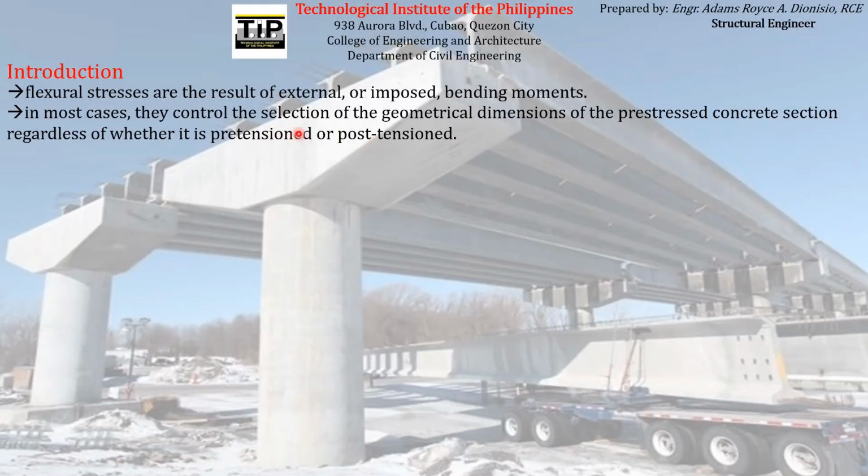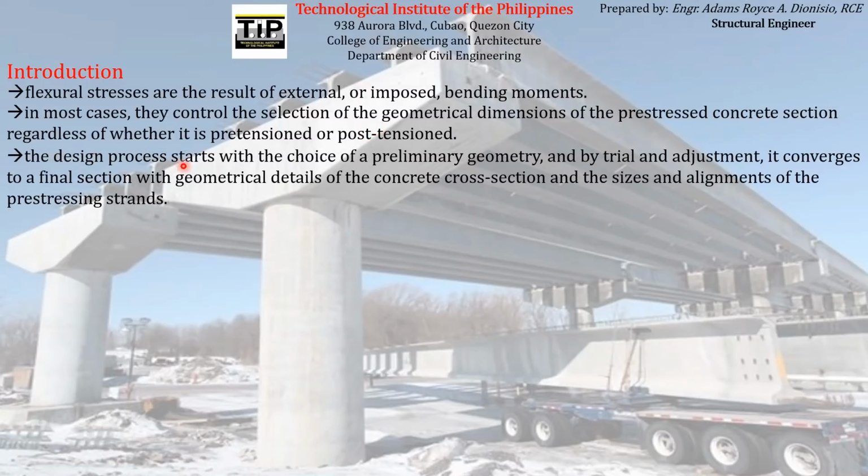So their design, or the selection of the geometrical dimension of that particular prestressed concrete element, is usually dependent on the magnitude of the flexural stresses that are expected to be induced inside the element itself, regardless if it is pretensioned or post-tensioned. The design process starts with the choice of a preliminary geometry, and by trial and adjustment, it converges to a final section with geometrical details of the concrete cross-section and the sizes and alignments of the prestressing strand.